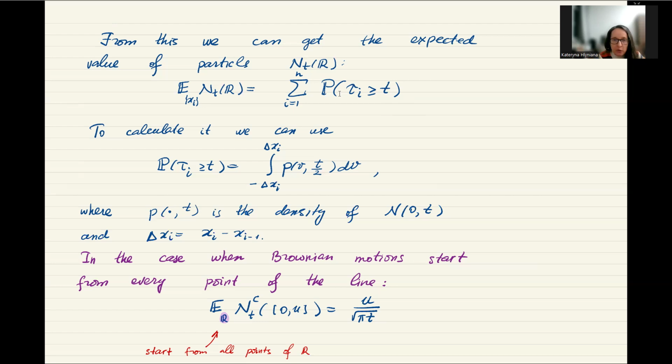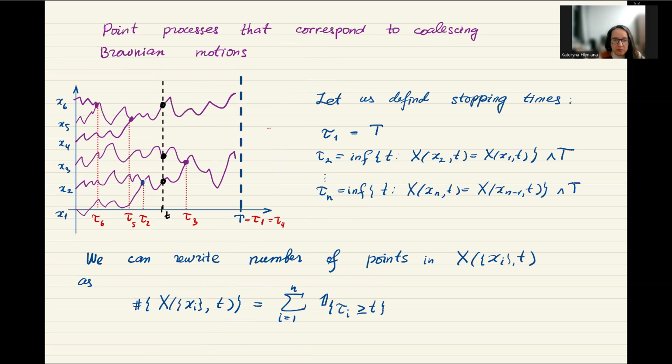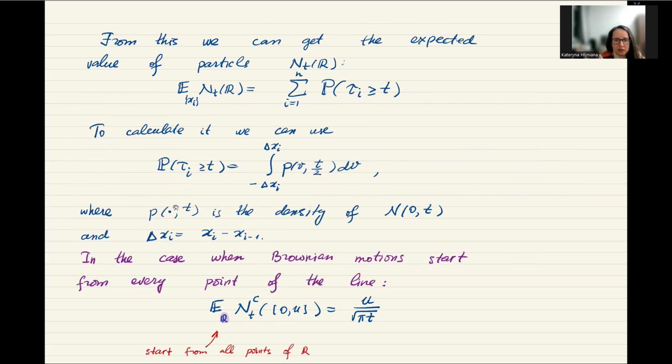Why? Because, as I said, we consider our trajectories to be independent before meeting. So before meeting, we have just independent Brownian motions. So this is a nice problem for students about properties of Brownian motion. You can check that you can actually use the density of the Wiener process at point t over 2. So these probabilities, maybe you cannot calculate them precisely, but you can write an estimation, and you can get the expected value for the number of points that survive for time t.